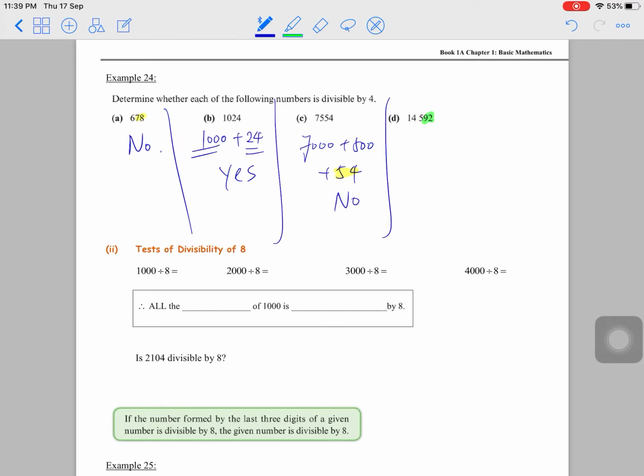So you just check the last two digits, 92. Is 92 divisible by 4? Yes. 92 divided by 4 will be 23. So this one is yes. So that is how to check whether a whole number is divisible by 4. Just check the last two digits, 最後嗰兩個位嗰個數 is it divisible by 4?